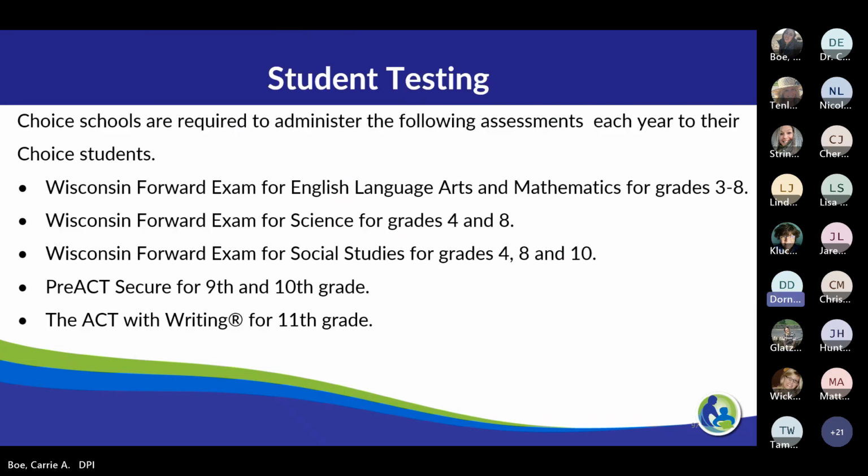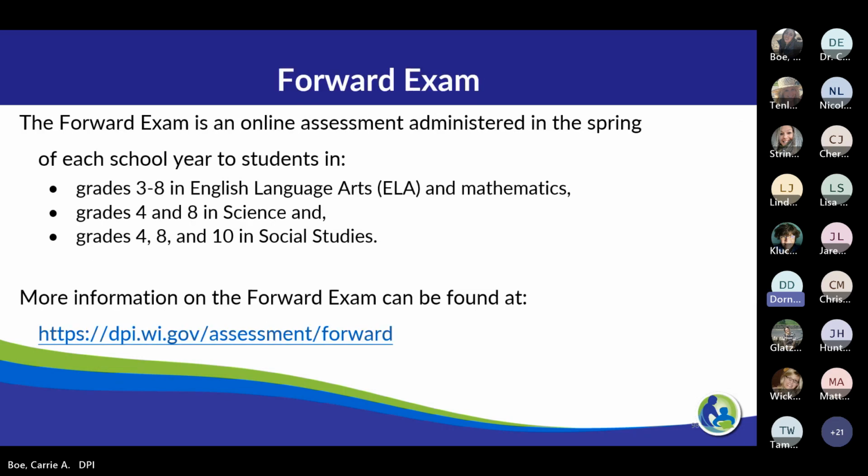Next slide. So the actual list of assessments that are required. Forward exam for English language arts and mathematics in grades 3 through 8. Forward exam for science in grades 4 and 8. Forward exam for social studies for students in grades 4, 8, and 10. Pre-ACT secure for students in grades 9 and 10, and then the ACT with writing for students in grade 11.